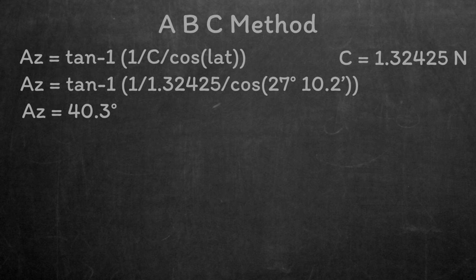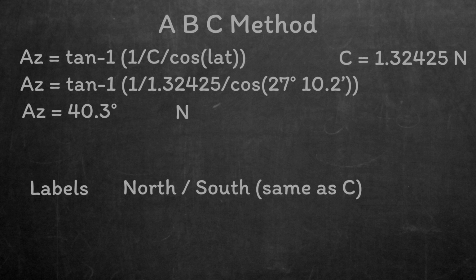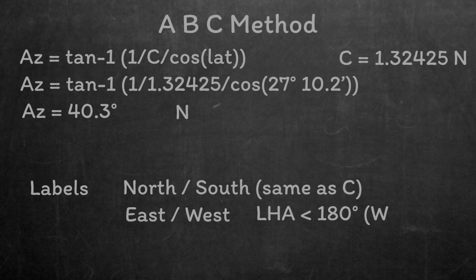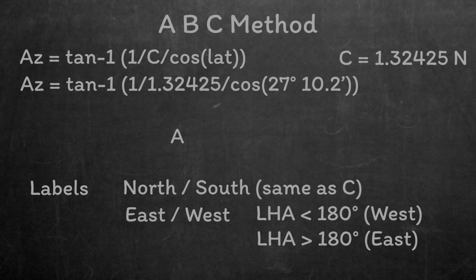Now, labelling this value is a little trickier. It needs a north-south and an east-west label. North-south is going to be the same as C, so that's easy. In our case, it's going to be north. East and west depends on the local hour angle. If the local hour angle is less than 180 degrees, the label is going to be west. If it's greater than 180 degrees, the label is east. So in our case, we're going to write azimuth equals north 40.3 degrees east.